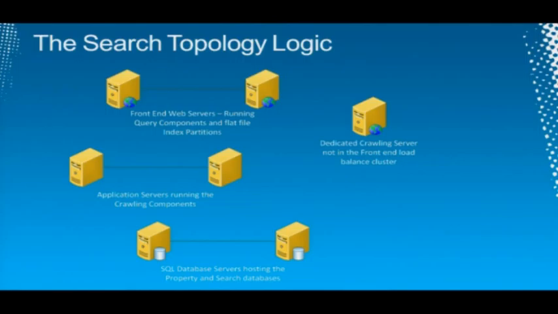You'll notice I've also got that box to the side, the dedicated crawling server. So imagine that those two web front-end servers at the front are just running the web role, in other words, the rendering of pages for the user's sites, etc. And they're also running the query role, so that when a user runs a query, those index partitions are being hosted on the web front ends.